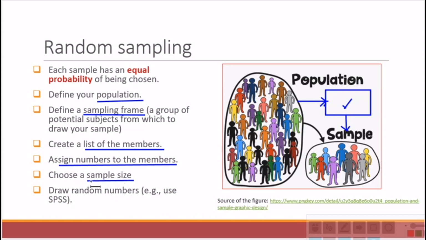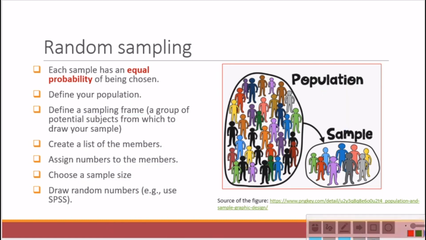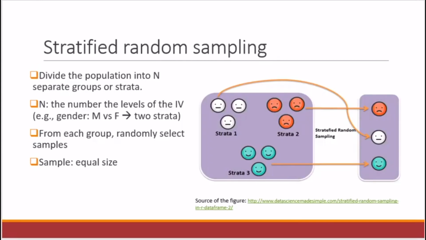This sample of 100 people should be drawn randomly using, for example, a software package like SPSS or other software packages which can help you do that kind of random selection. If random selection is not a possibility, or if you think it doesn't work for you due to some reasons, which I will explain, stratified random sampling is another option for you.